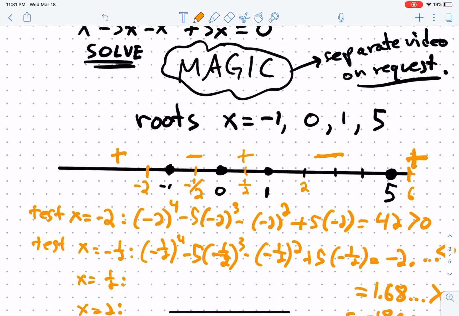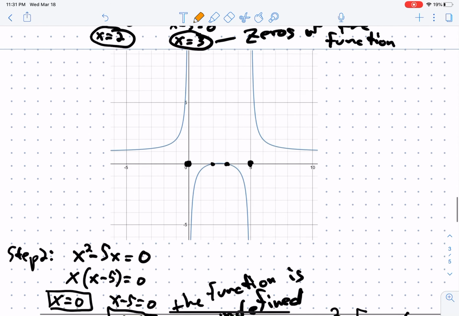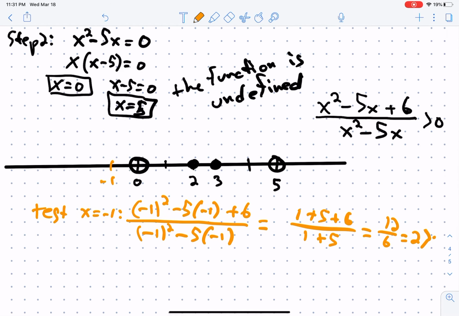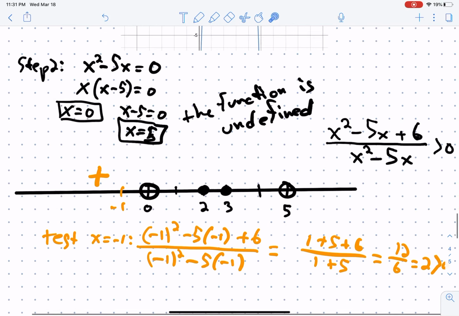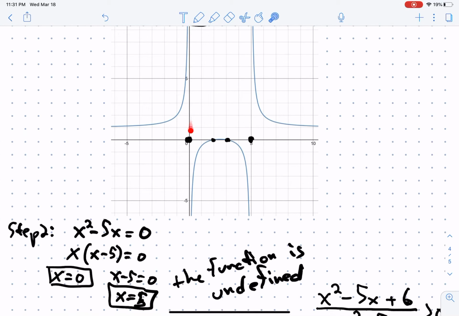Positive 2 is bigger than 0. That one is bigger than 0. And because of that, we're going to mark this interval with a plus. So everything from x equals 0 to the left, that function is positive. That corresponds in the picture. Here's x equals 0, and this is everything to the left. You can see that the function lies entirely above the x-axis.